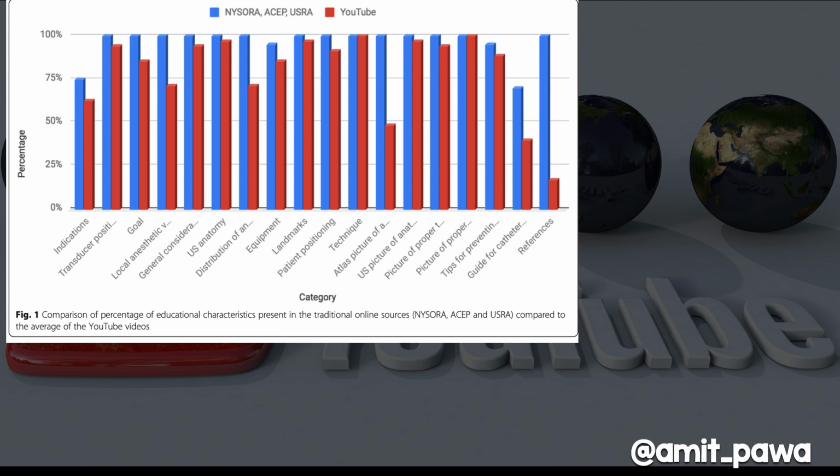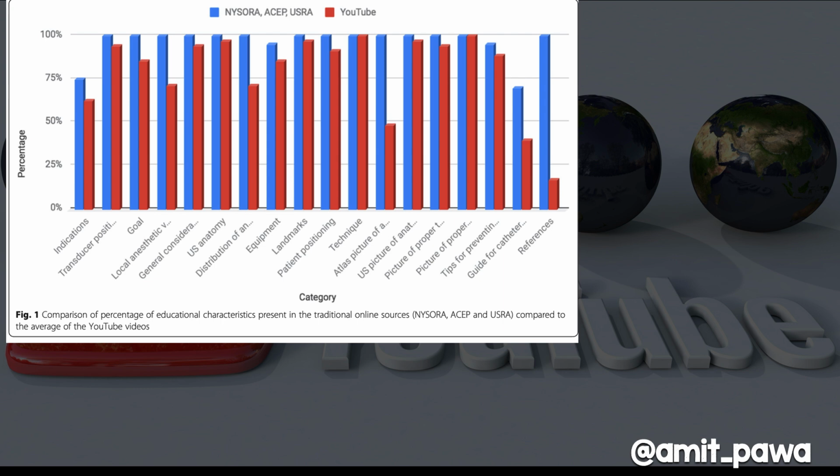So the first thing this particular paper did was it took some reference material. So in blue shown here are the New York Society of Regional Anesthesia, the American College of Emergency Physicians, and the ANZCA website. And they used these as their reference websites that they thought provided the most comprehensive ultrasound education for regional anesthesia. And they marked all of these different sources against different categories, such as indications for block, the transducer position, the goal, local anesthetic volumes, etc. And not surprisingly, the reference websites did very well.